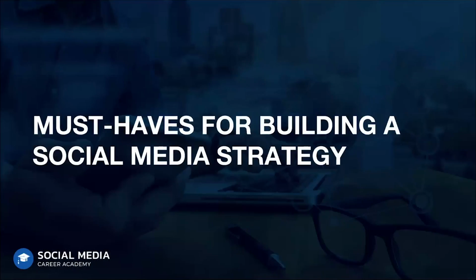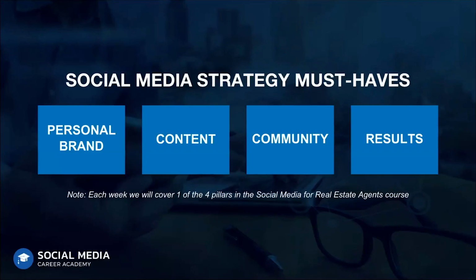Now, what are some must-haves for building a social media strategy? In front of you, you see what I like to refer to as the 4 quadrants of a social media strategy, and these are must-haves. It starts with your personal brand, followed by content, followed by community, and followed by results. And it's really in that order. So if you go to my YouTube channel at youtube.com/Carlos Gil TV, you're gonna see previous webinars that I've done on personal branding, content, and community.